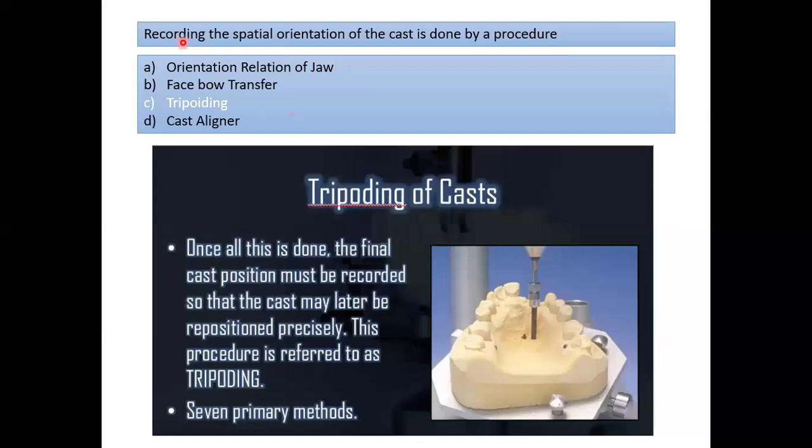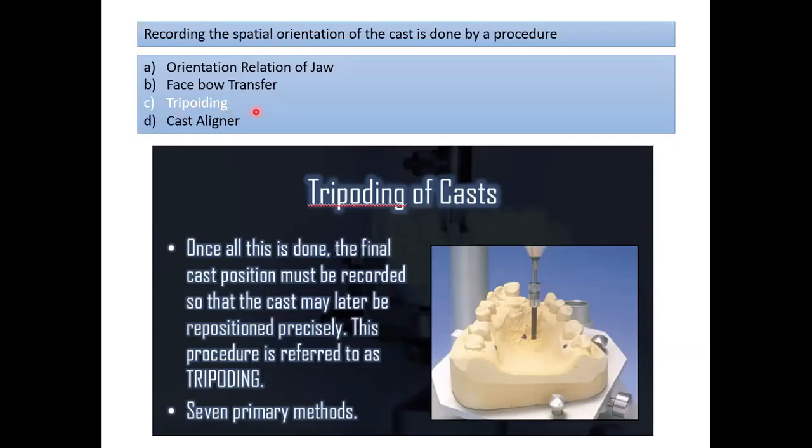So coming on to recording the spatial orientation of a cast, this is done by a procedure called orientation, face bow transfer, tripoding, or cast aligner. The face bow transfer is mainly done to orient your maxilla, that is, you get the spatial orientation of your maxilla. But when the question is about recording the spatial orientation, where you oriented your cast and you are recording it so that you can use it for further purposes, that recording of the spatial orientation of your cast is done by a procedure called tripoding.